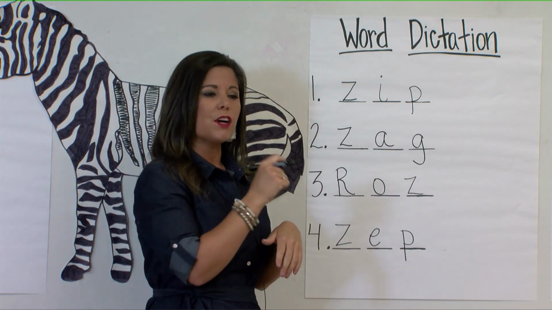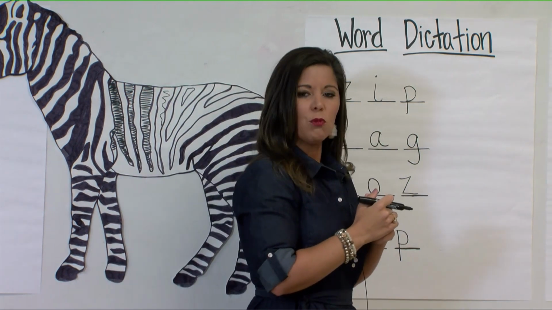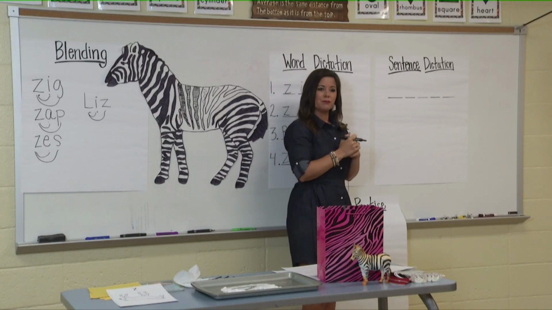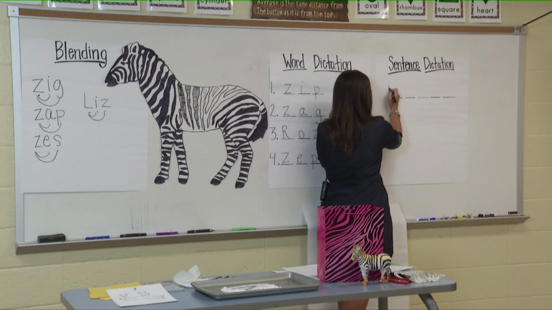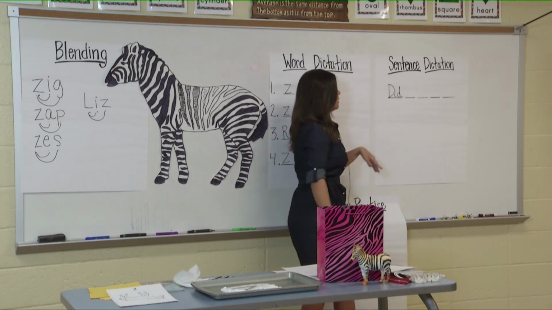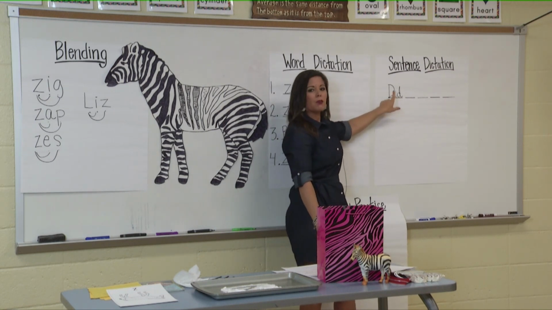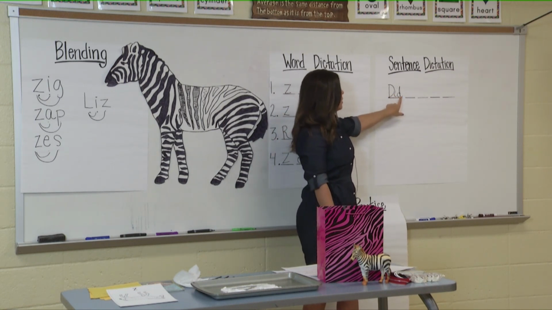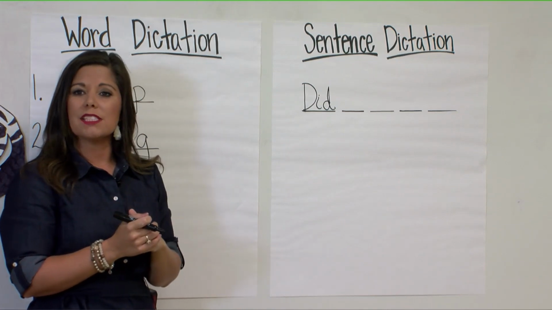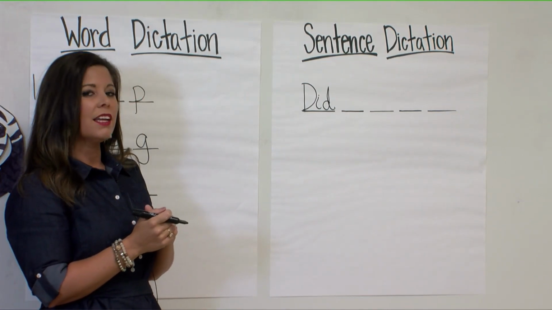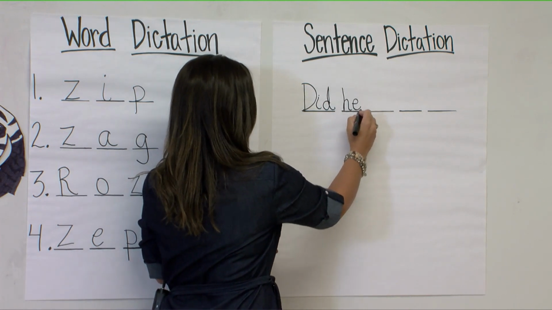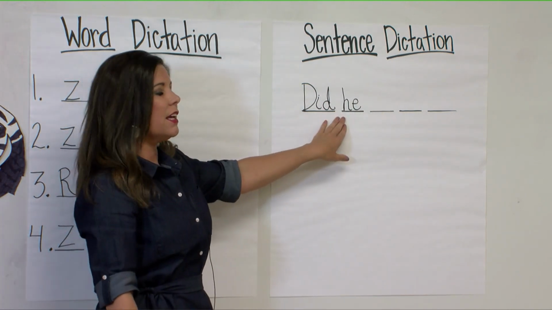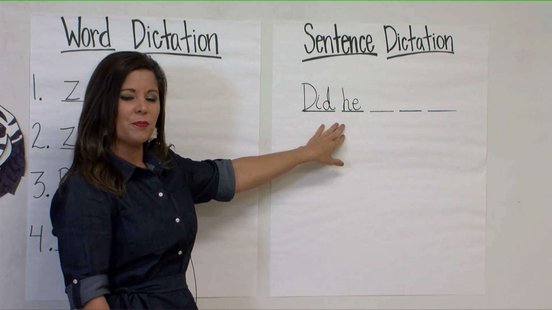Okay, so let's look at our first word in our sentence, did. And what do we know about the first word in a sentence? It has to be capitalized. Very good. So I'm going to write did, and I have my capital D. Did. D-I-D. Okay, remember we have a consonant, vowel, consonant. All right, the next word was he. Okay, E. Let's spell that word. H-E.